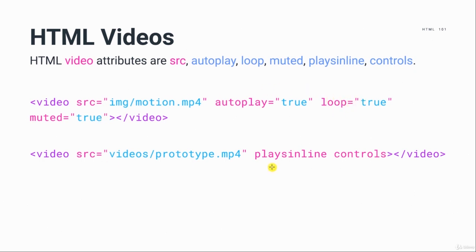Another attribute that you have to pay attention to when it comes to videos is playsinline, because by adding this attribute you allow your videos to be played in Safari as well, to be looped in the Safari browser. And then you can also add the controls attribute. This would give your videos controls. I mean, we will see these in action.